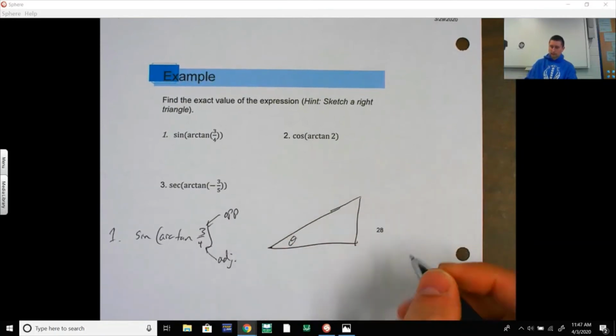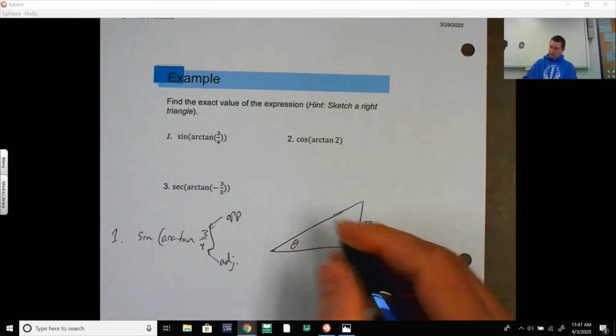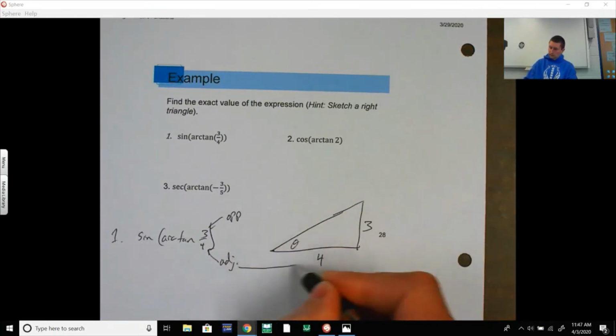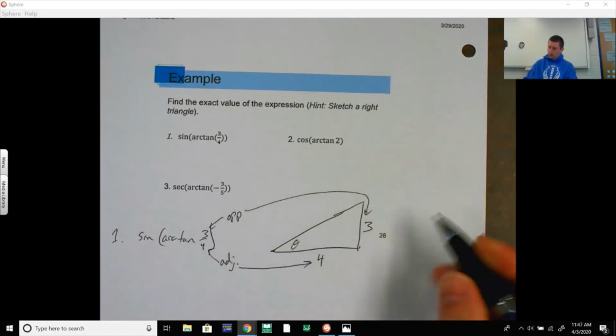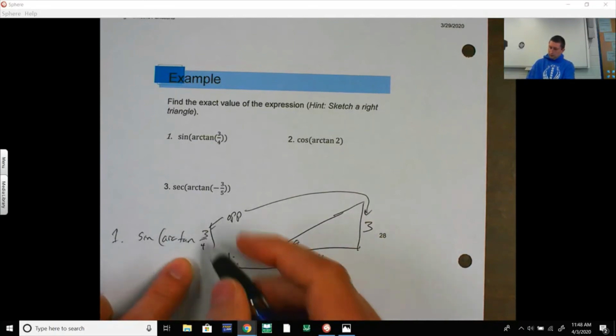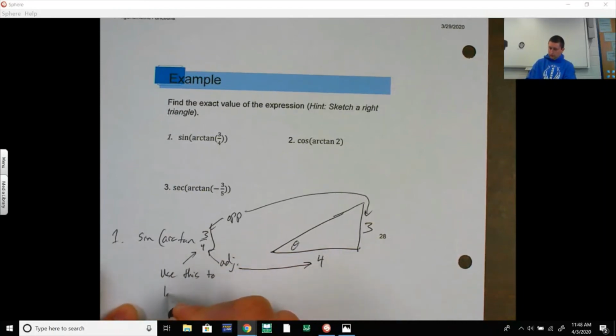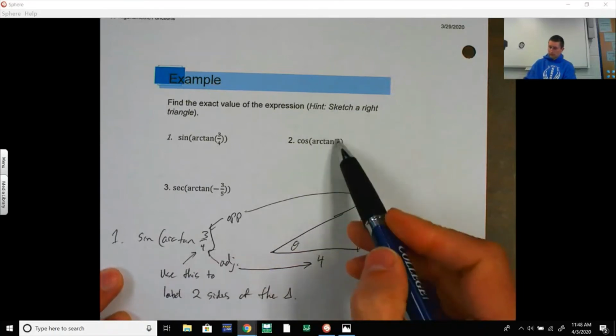This is my angle, theta. So opposite has to be 3. Adjacent has to be 4. So adjacent's going to go right there. Opposite's going to go right there. And then they want the sine of that. Okay? So this tells you how to draw the triangle. So you're going to use this to label two sides of the triangle. That's what you're going to use that part for.